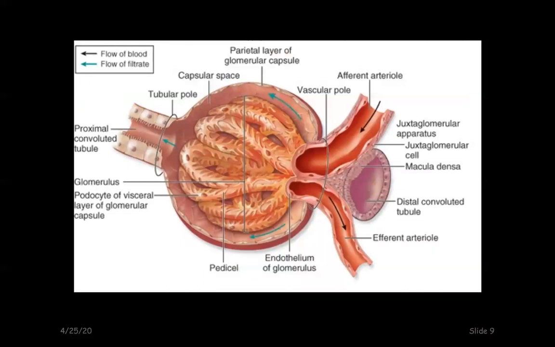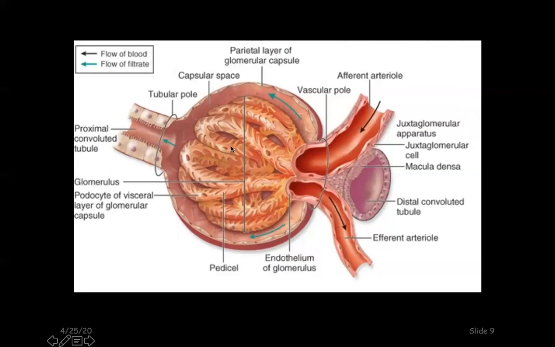So the first part that we're going to look at is the renal corpuscle. The renal corpuscle is the glomerulus, that ball of capillaries that's enclosed by the expanded region of the nephron, the glomerular capsule. So the whole thing is the renal corpuscle, and then it's comprised of the glomerulus and the glomerular capsule, sometimes called Bowman's capsule.